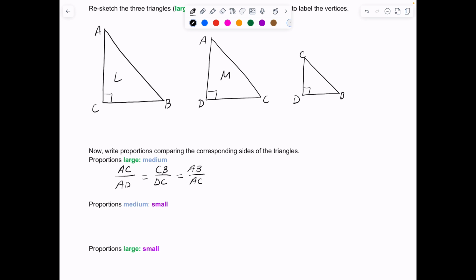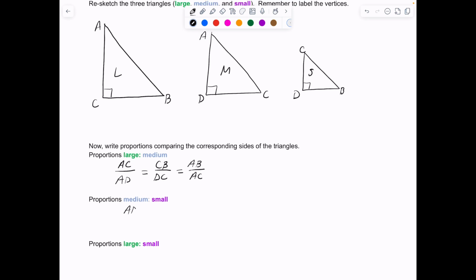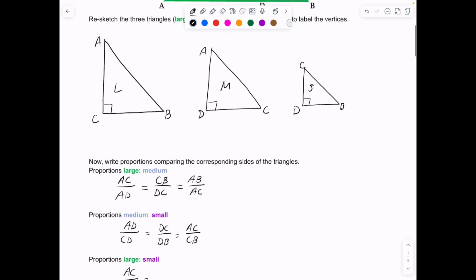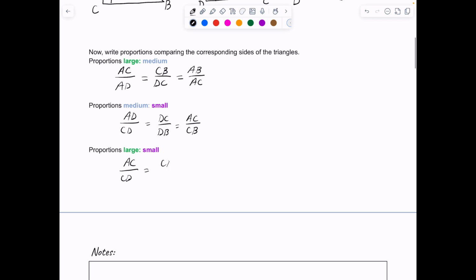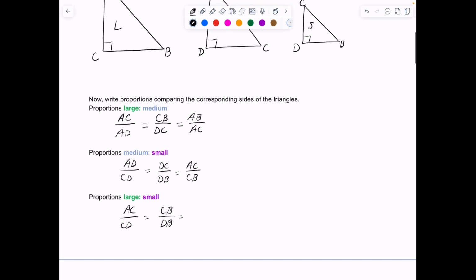Okay, let's go from medium to small. So same thing here. Medium to small, I'm going to go AD over CD, which is the same as DC over DB, and finally the hypotenuse is AC over CB. And the last one is large to small, so I'll do AC over CD, which is the same as CB over DB, and finally the hypotenuse of AB over CB.